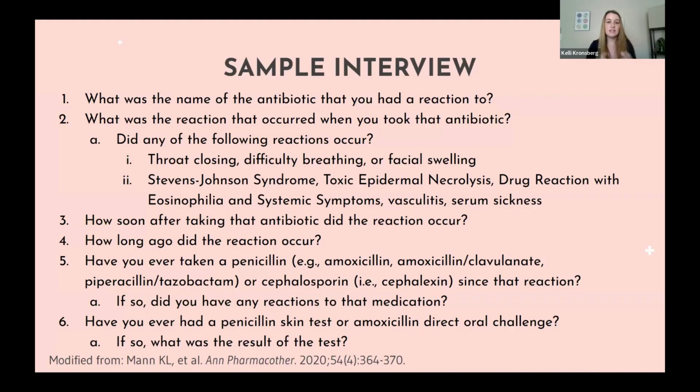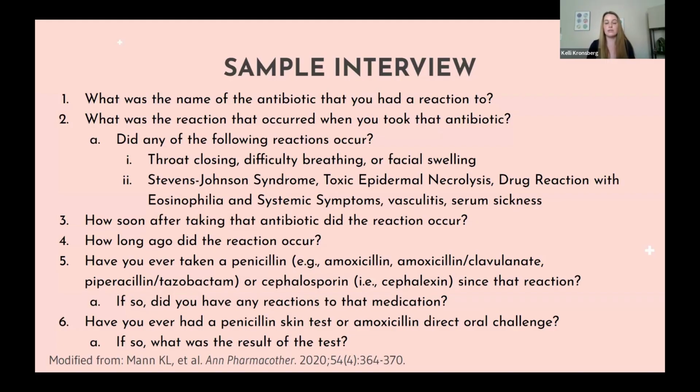And then did they experience Stevens-Johnson syndrome or SJS, toxic epidermal necrolysis or TENS, drug reaction with eosinophilia and systemic symptoms or DRESS, vasculitis, serum sickness, ones that would exclude them from that type 1 category essentially, or trying to elicit if it was a severe type 1 reaction.